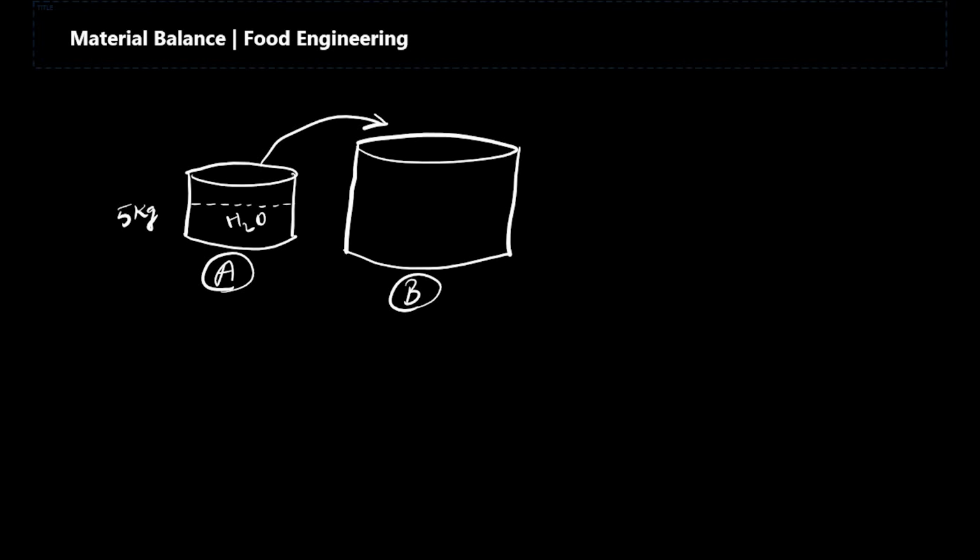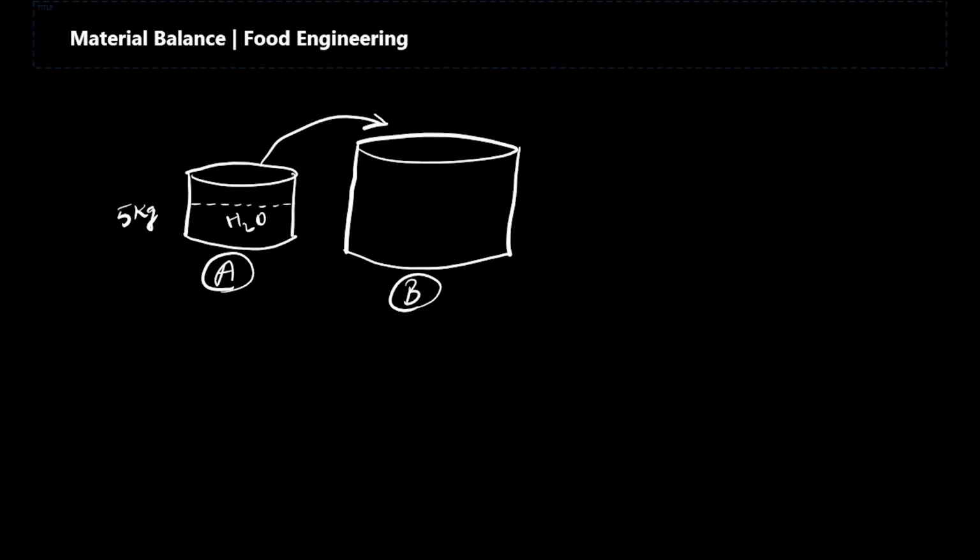Now, as you all know, mass can neither be created nor destroyed. It can only be transferred from point A to point B. So material balance is one of the concepts that is based on the law of conservation of mass. And we are going to talk about the law of conservation of mass a little bit more in this video.